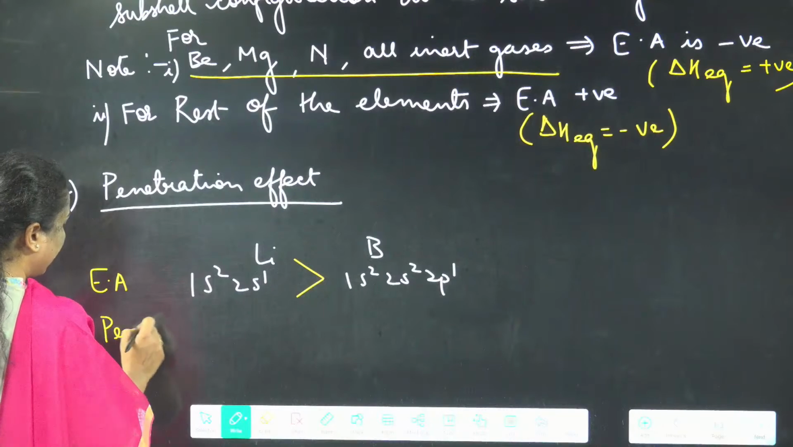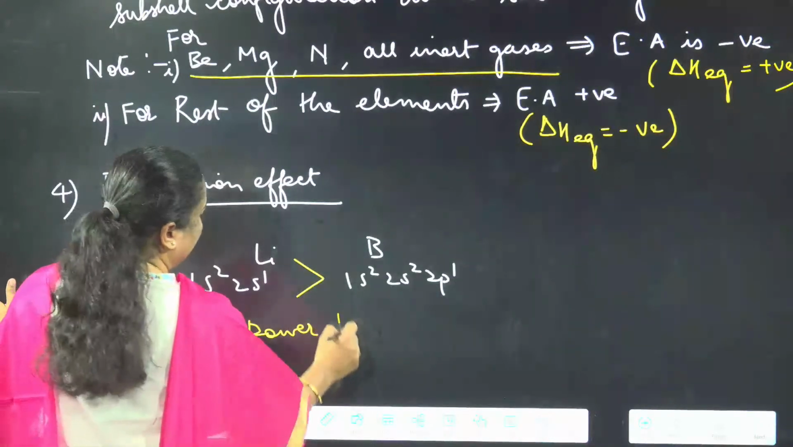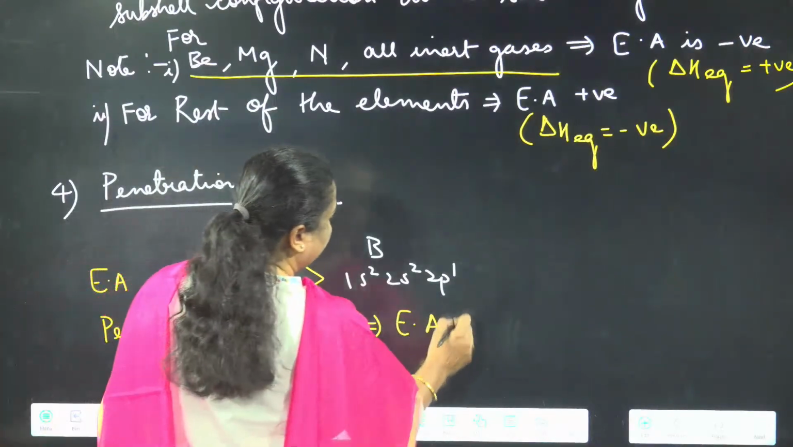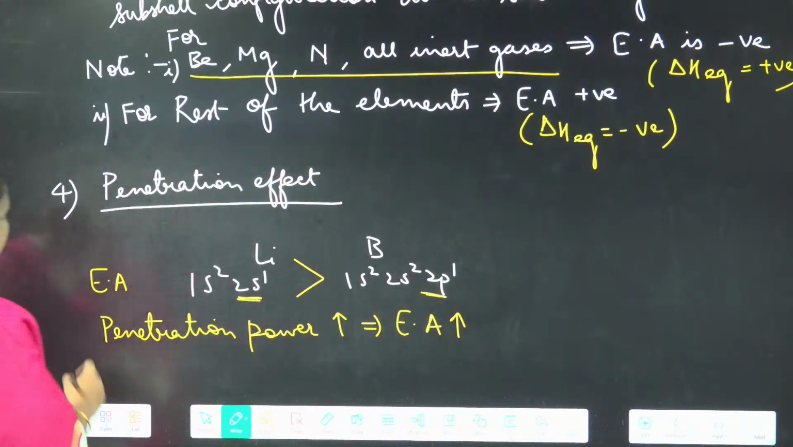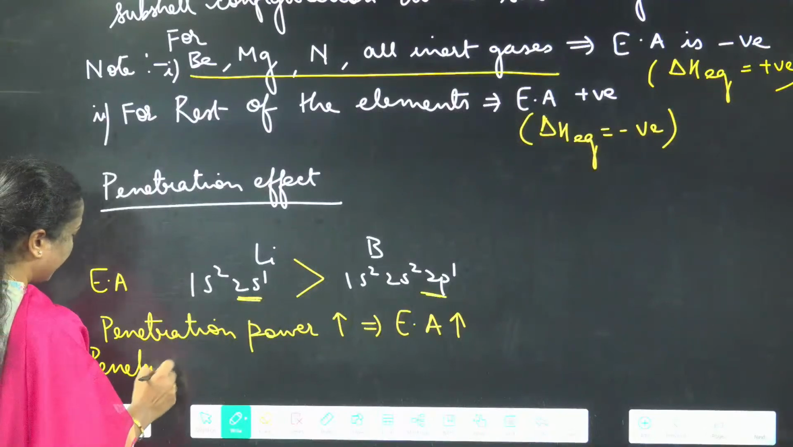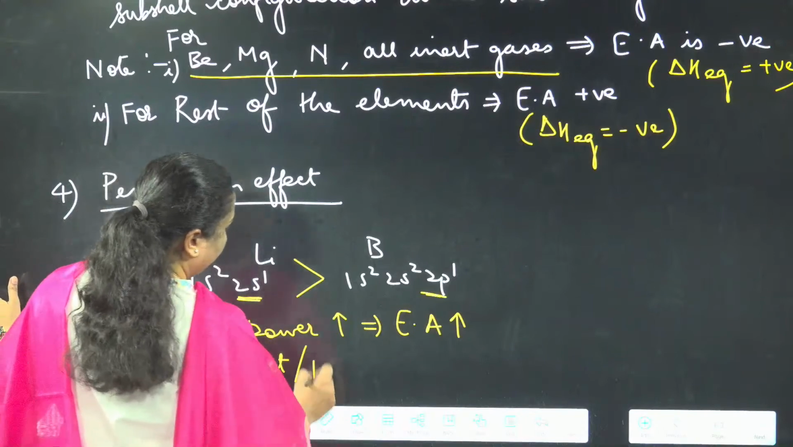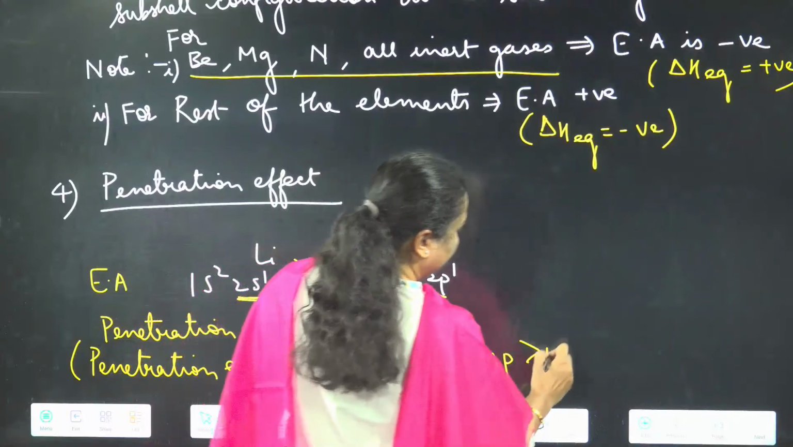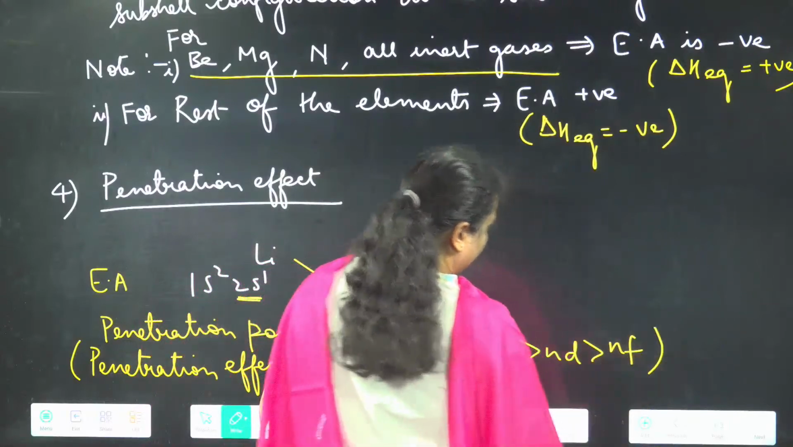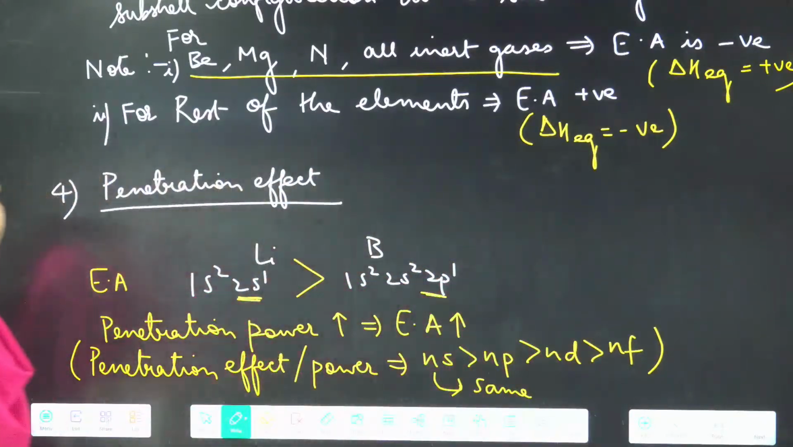So I can say that if penetration power increases, then the electron affinity also increases. Here you have to add to 2s, here you have to add to 2p, right? Remember, I'm just writing it again. Penetration effect or power: ns, np, nd and nf. Here n is same. Getting it? For n value same. I hope it is clear to you, right?